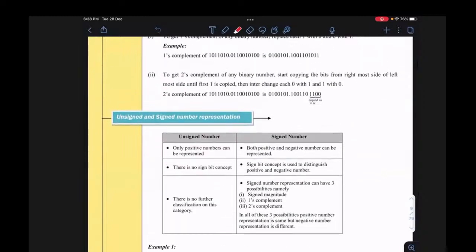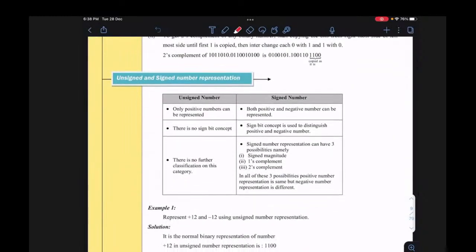Well, so this table will give you enough information. If you see, the first point is unsigned numbers and signed numbers. In unsigned numbers, only positive numbers can be represented. In signed numbers, both positive as well as negative numbers can be represented.